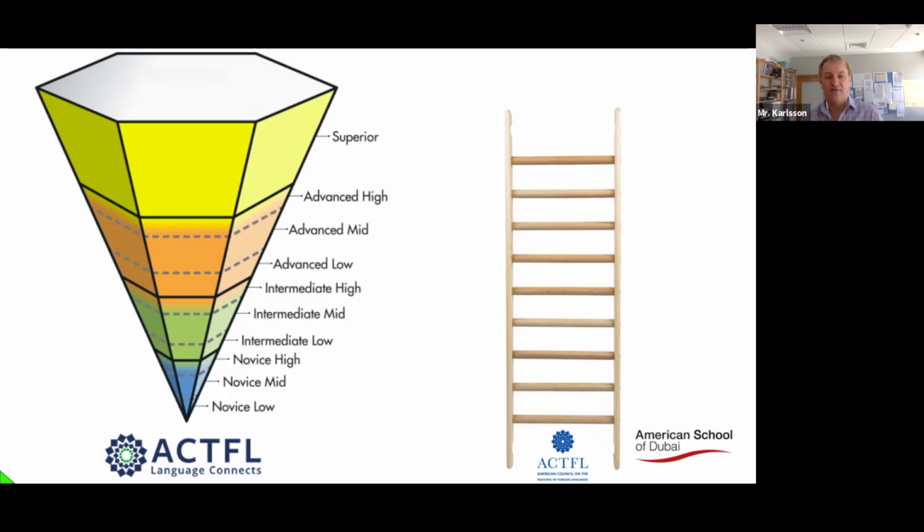The diagram that is shared is really the one on the left. So novice low, novice mid, novice high, then students move through intermediate levels, then advanced and superior. In schooling, it's really unusual that students would get past an advanced low in K-12 schooling, although very occasionally that would happen.